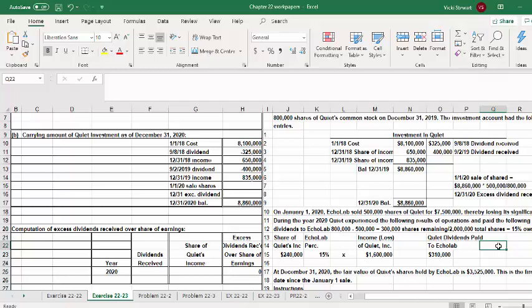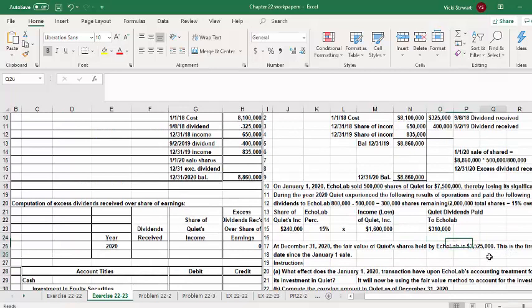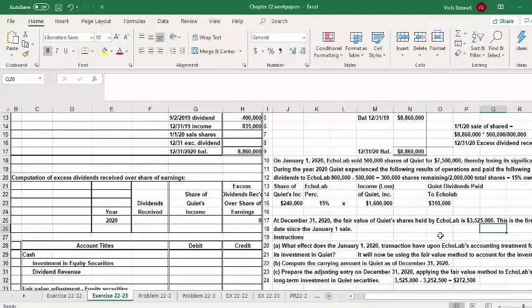The problem goes on to state that on January 1st, 2020, Ecolab sold 500,000 shares of Quiet for $7,500,000, thereby losing its significant influence. And then the problem gives the information on Quiet's net income and the dividends that were received from Quiet by Ecolab in 2020. The problem states that at December 31st, 2020, the fair value of Quiet shares held by Ecolab is $3,525,000. In the instructions in Part A, it asks what effect the January 1st, 2020 transaction has upon Ecolab's accounting treatment for its investment in Quiet.